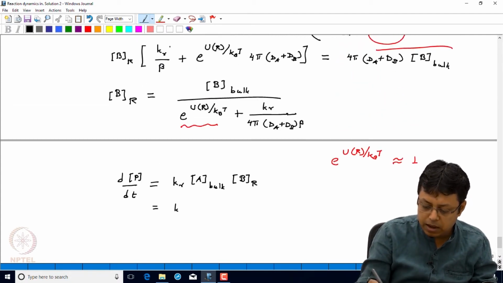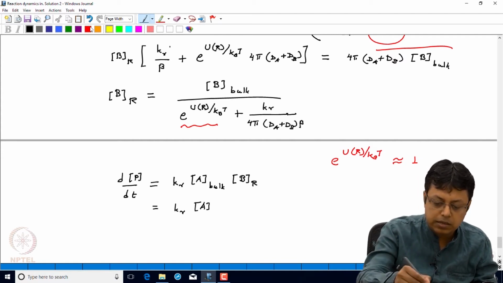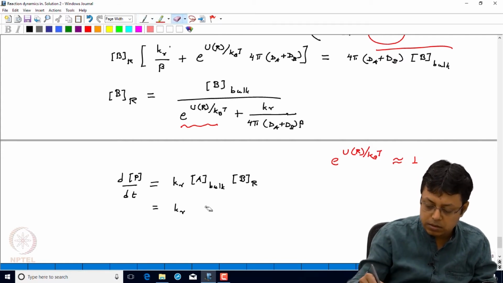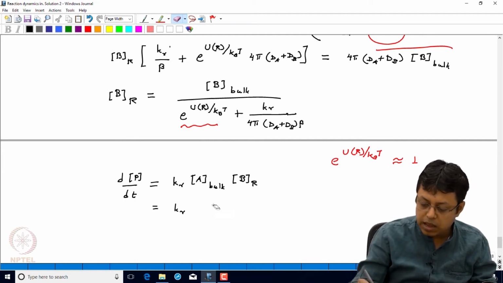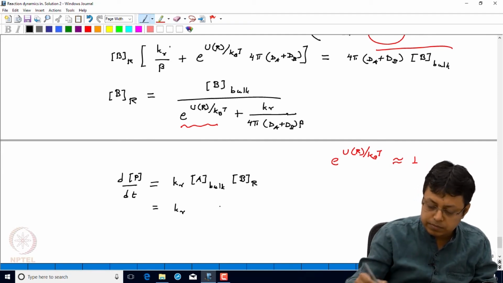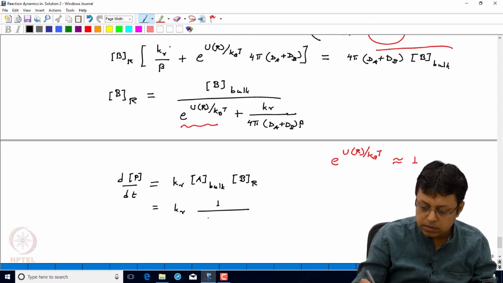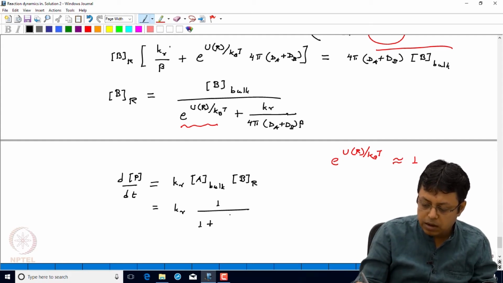So I'll have Kr times A bulk, or A bulk we can write it later. So we'll have 1 over, since this term I have taken to be 1, Kr by 4 pi (dA plus dB) into beta, and times A bulk into B bulk.